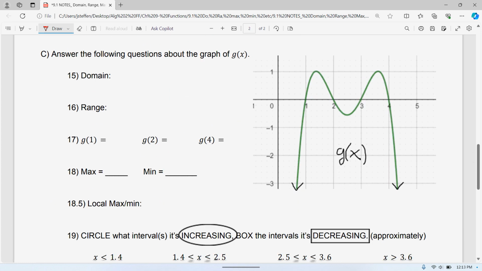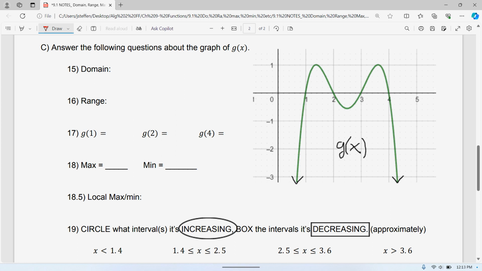All right, we're doing the exact same thing. The only difference is now we have more of a continuous graph where it's a little bit more of curves and flows. It looks a lot more like if you just graph a normal function. This graph we're calling g of x. So the biggest thing, the domain and range.